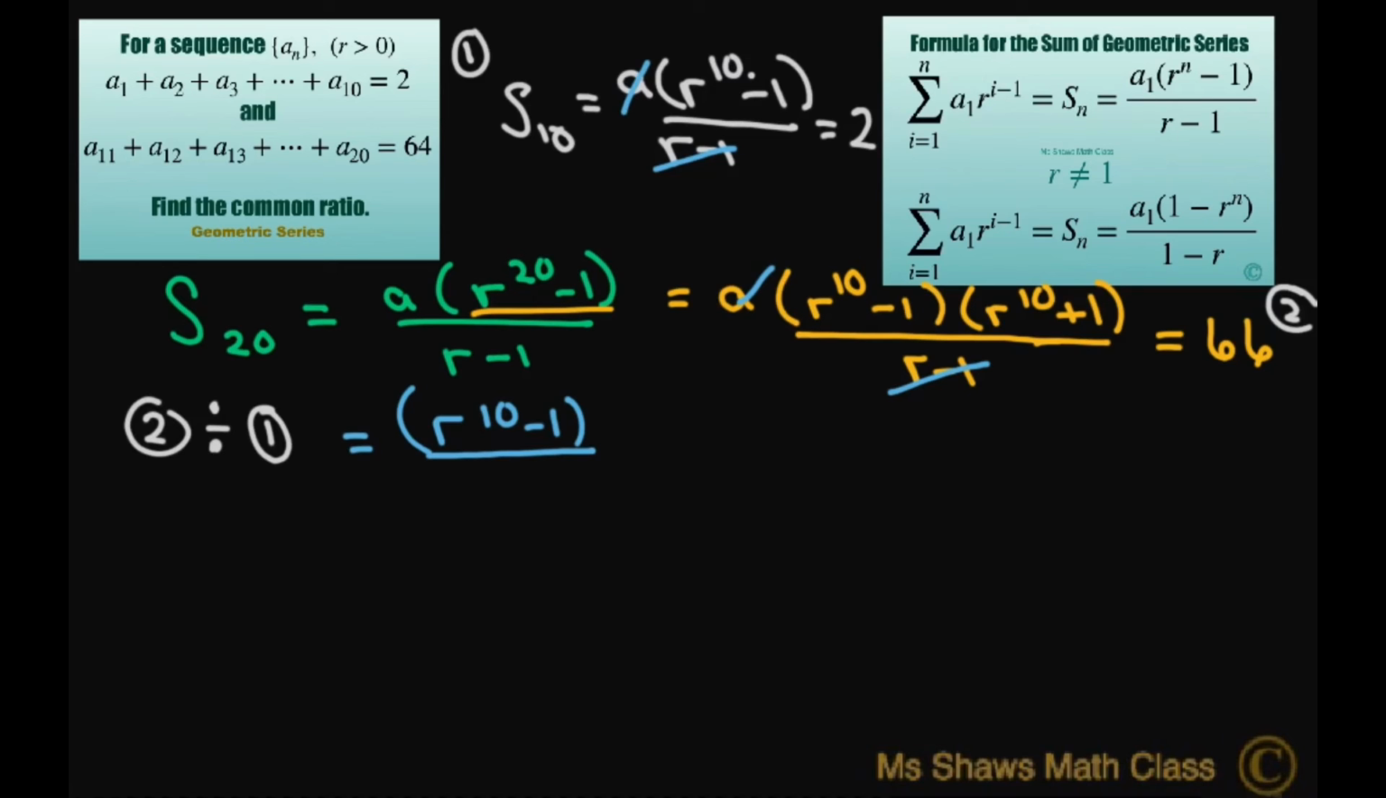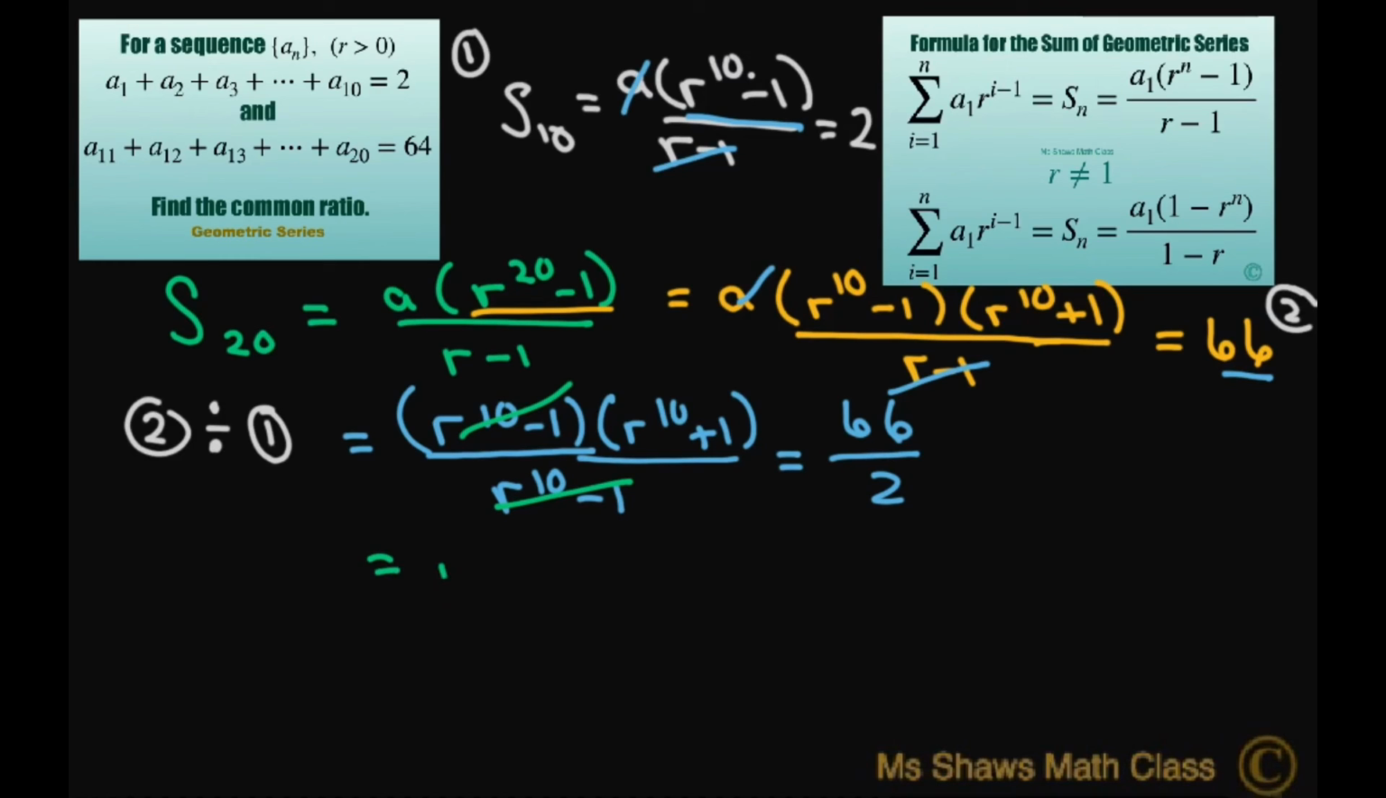So basically we're going to have r to the power of 10 plus 1 divided by r to the power of 10 minus 1. Now this is 2 here, and this is 66. Now let's simplify. These two go away, so what we get is r to the power of 10 plus 1 equals 33, or r to the power of 10 equals 32.